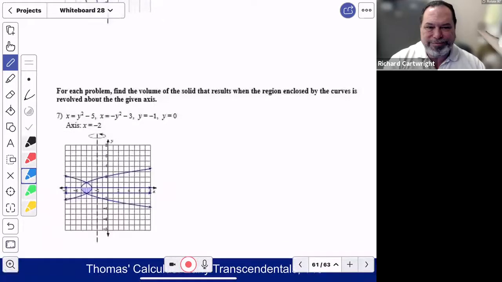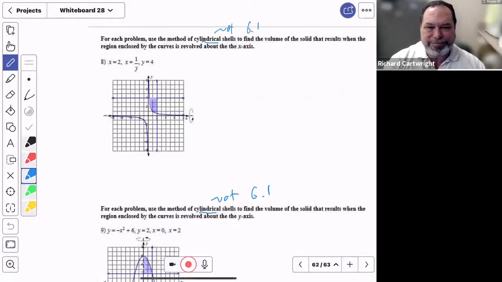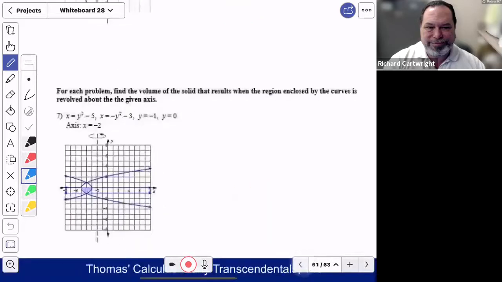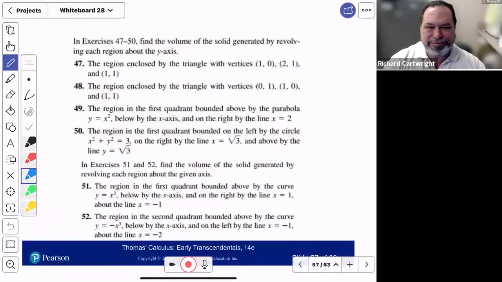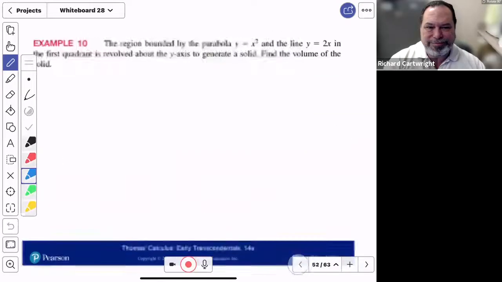You notice the 1 through 7, they don't even tell you how to do it. But they have to in cylindrical shells, because you don't have to use cylindrical shells to get this sometimes. You could do it a different way with what we're doing today, or the disk method. It usually is a replacement for washer method, but doesn't have to be.